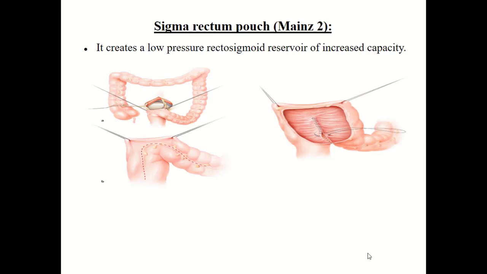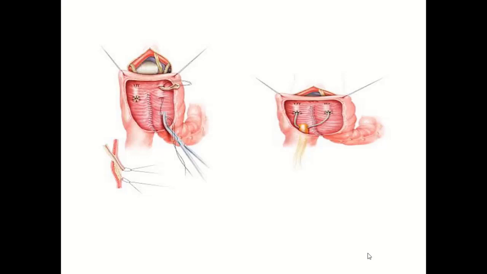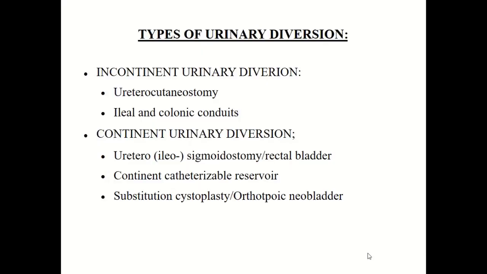Sigma rectum pouch, Mainz pouch II, it basically creates a low pressure rectosigmoid reservoir of increased capacity. In this, the patient also voids through the anal opening. In this, the patient should have a continent anal sphincter.